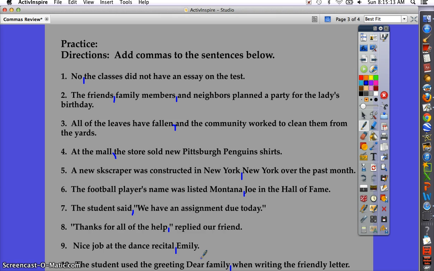So this review should be extremely helpful to us in preparing for an assessment on commas and to remember all of those important comma rules for our writing this year.